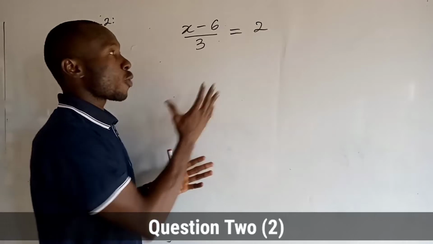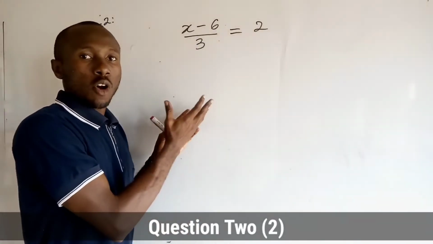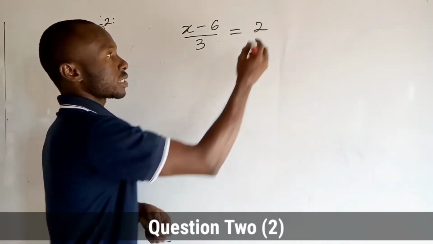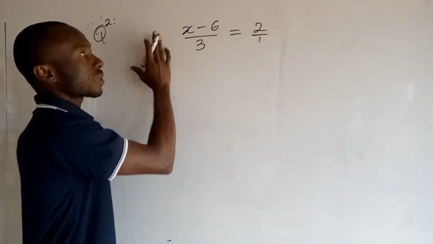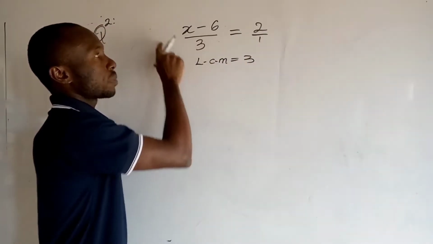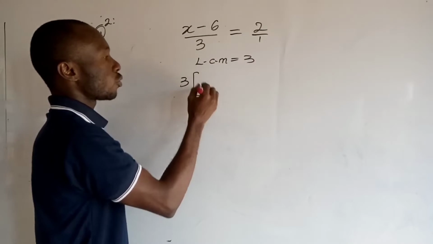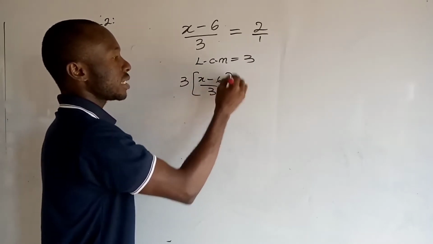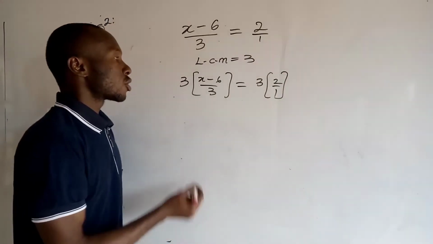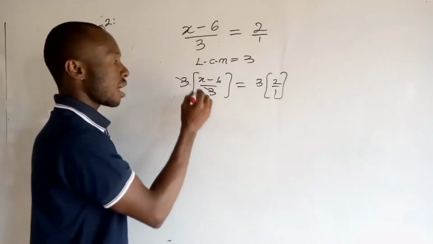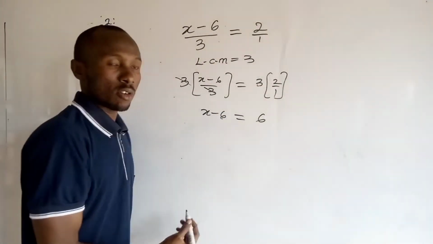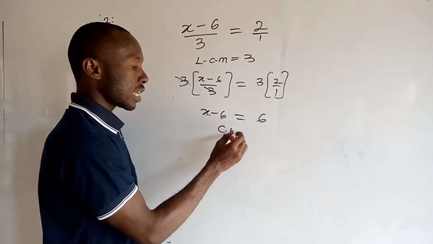Okay viewers, this is question number 2. Almost the same as question number 1. This is 2 over 1. The LCM is 3, so I'll multiply both sides by 3. So I have 3 into x minus 6 upon 3 is equal to 3 into 2 upon 1. So this 3 will take away this 3, so I have x minus 6 is equal to 3 times 2 is 6. The next thing I want to do is to collect like terms.